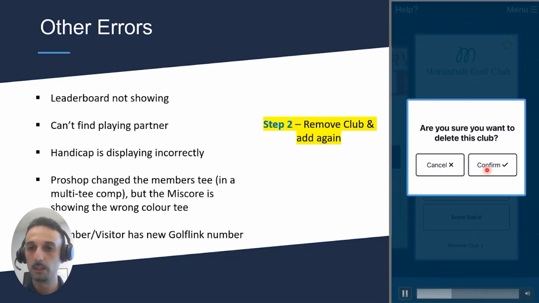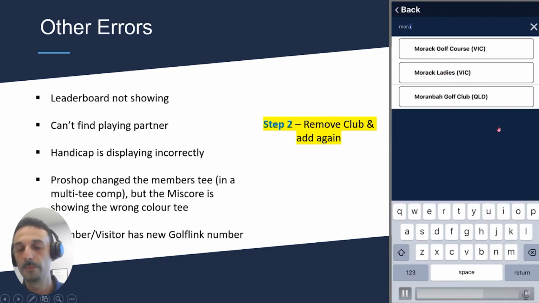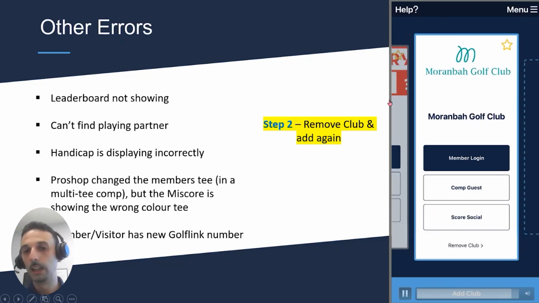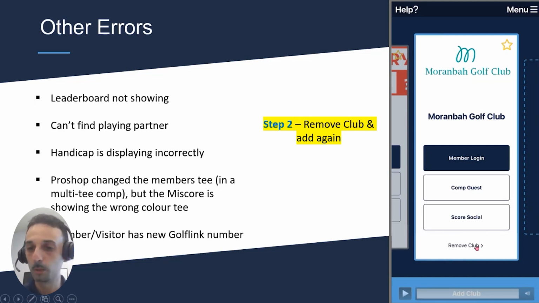Yeah, then confirm it, then add the club again, search for it, and then try again. Now, the only thing with removing the club, the reason why we ask you to restart first, is that if it's a home club and you remove it, they'll have to do their member login again. So sometimes this can create a new problem where they've forgotten their login and then it's going to take them 5 to 10 minutes to get back in. So try and do it with the restart first. But if that doesn't work, yeah, they may need to remove the club from their app.